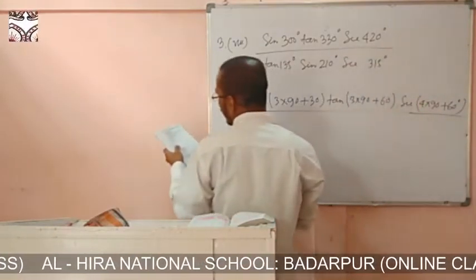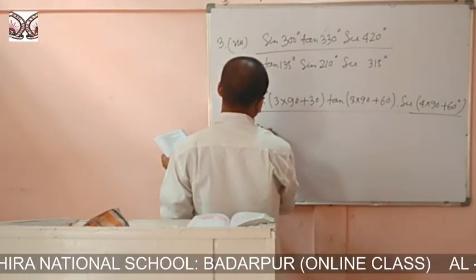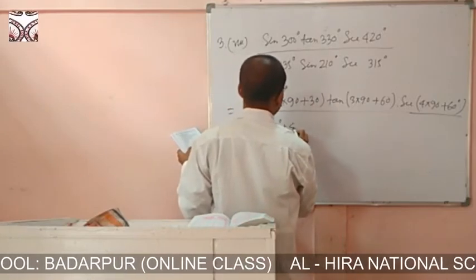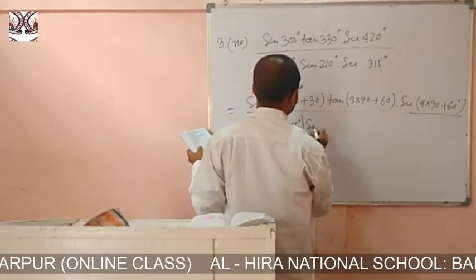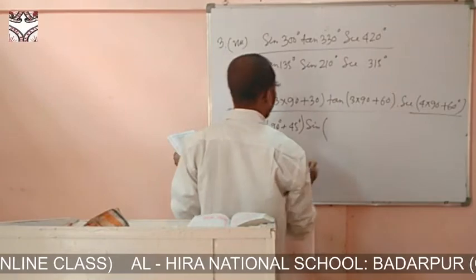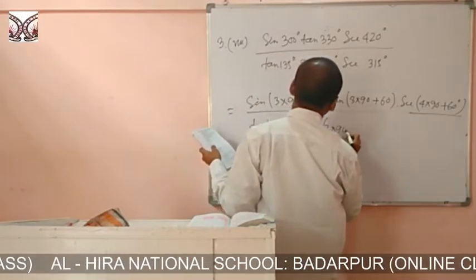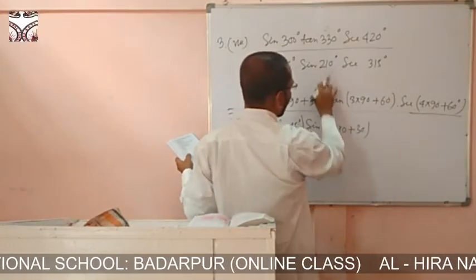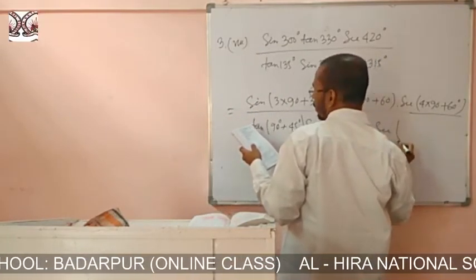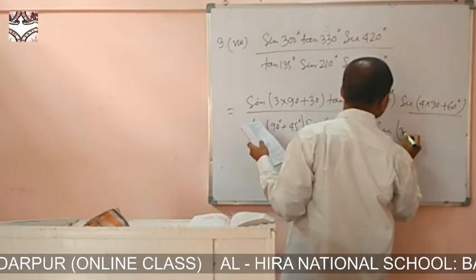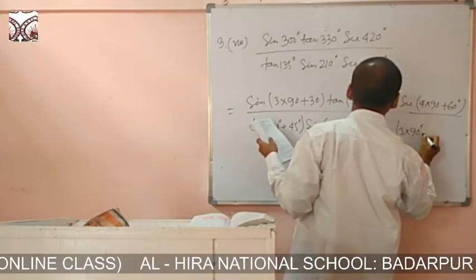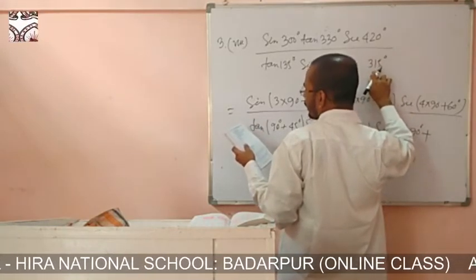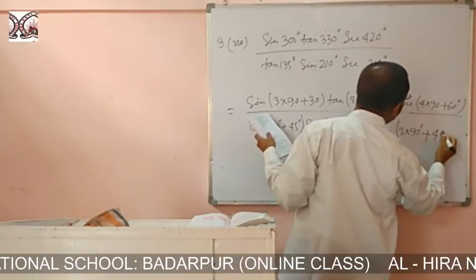And below is tan 135, we can write tan 90 plus 45, and this is sine 210, we can break 2 into 90 plus 30. 2 into 90 is 180 plus 30 is 210, and sec 315 we can break as 3 into 90, 270, and we subtract from 315, then we can write 45.